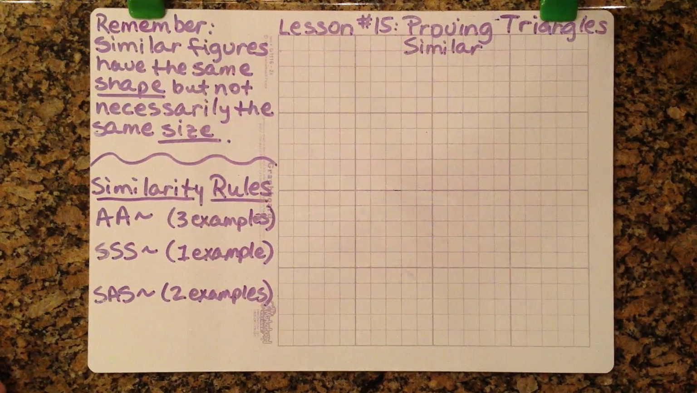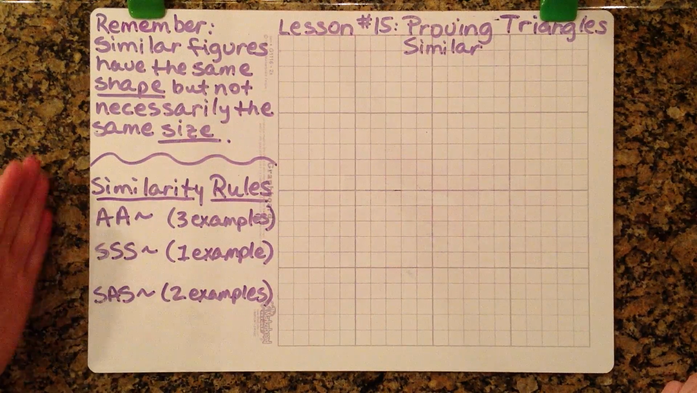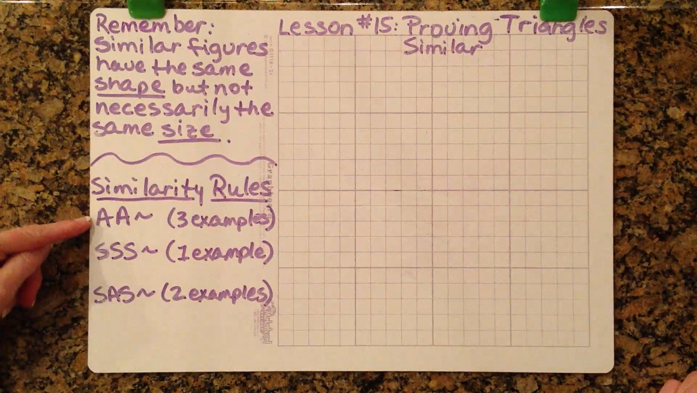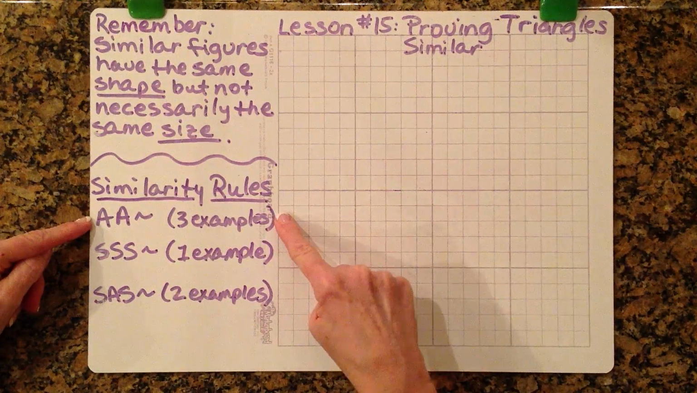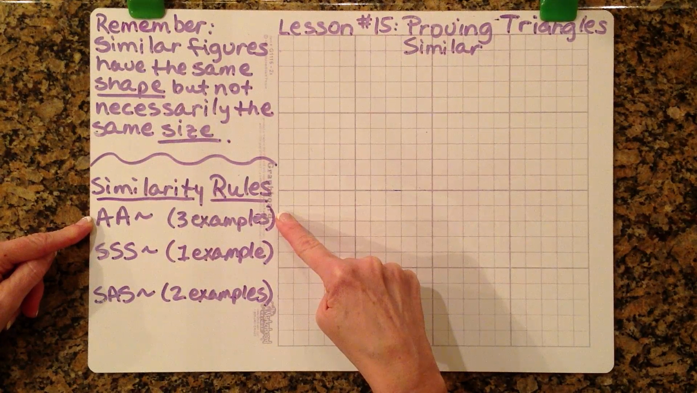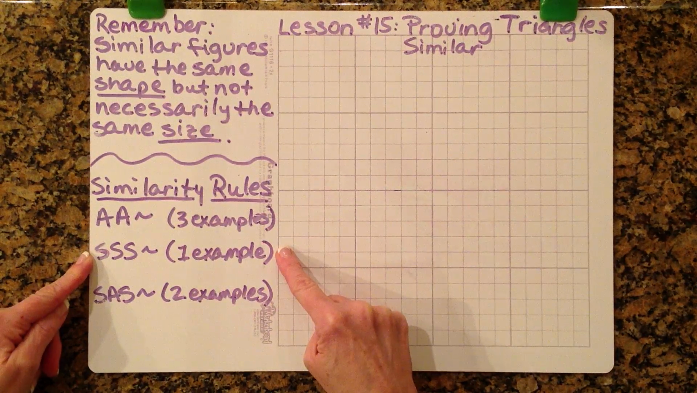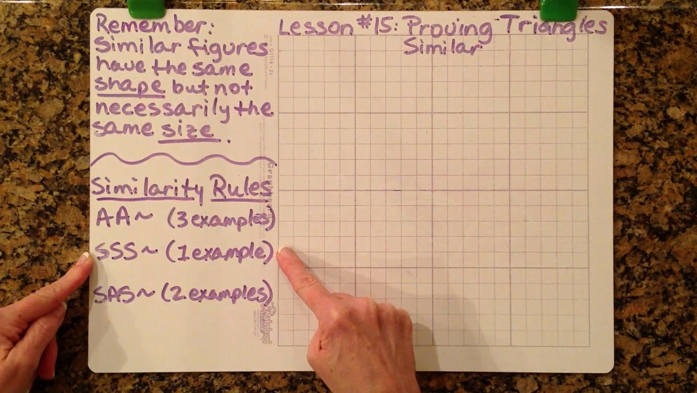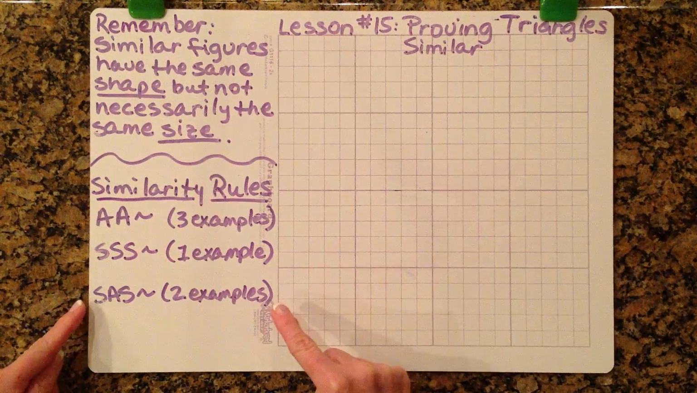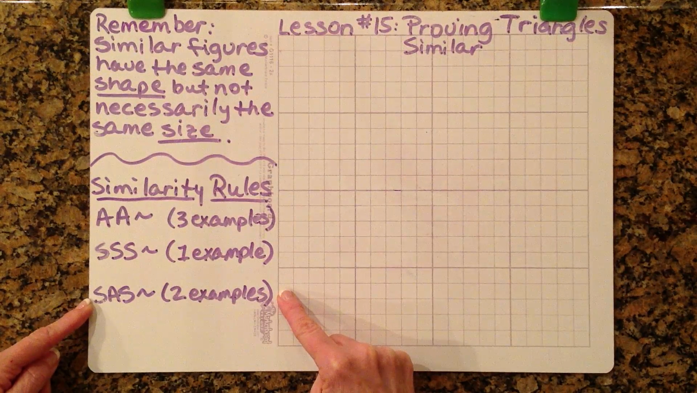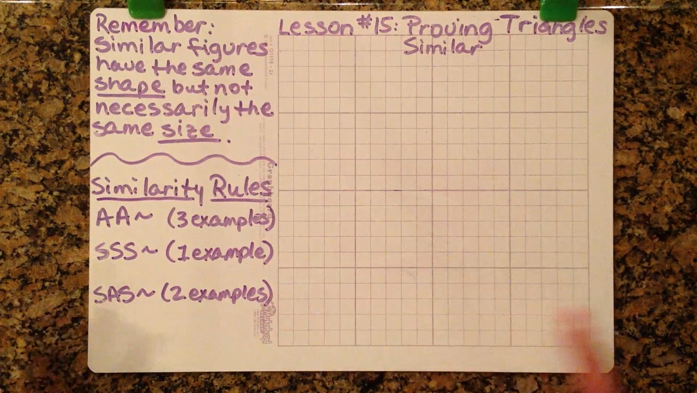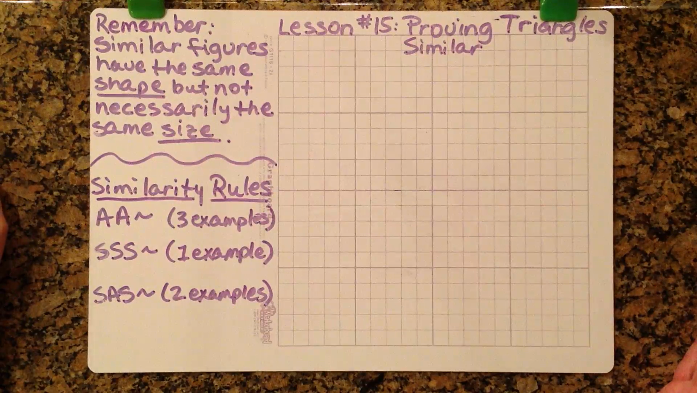Hello, I'm Mrs. Neill, and this is geometry lesson number 15, Proving Triangles Are Similar. Today, we're going to go over 3 similarity rules. Angle-angle similarity, and I'm going to give you 3 examples of that one. Side-side-side similarity, and I'll give you 1 example of this rule. Side-angle-side similarity, and I will give you 2 examples of this one. So in all, we're going to look at 6 different triangle similarities.